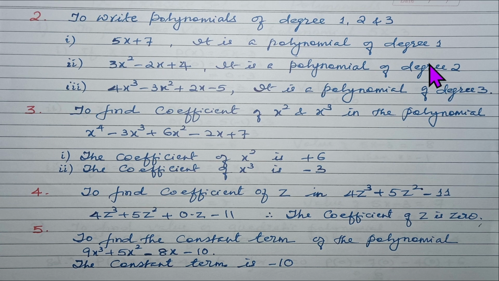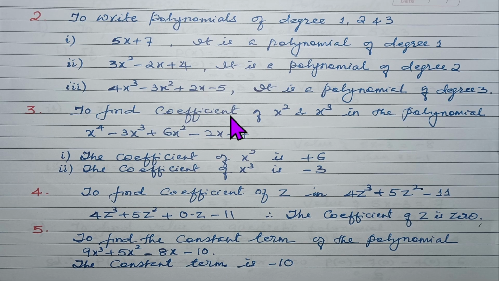Then the second degree polynomial means the variable should have power 2, the highest power must be 2, and therefore 3x square minus 2x plus 4 is an example of a polynomial of second degree. And the third degree polynomial is that polynomial in which the variable has got the highest power as 3, and therefore 4x cube minus 3x square plus 2x minus 5 is a polynomial of degree 3.